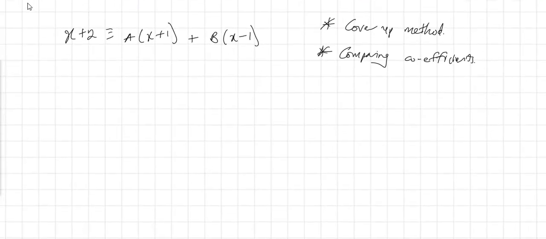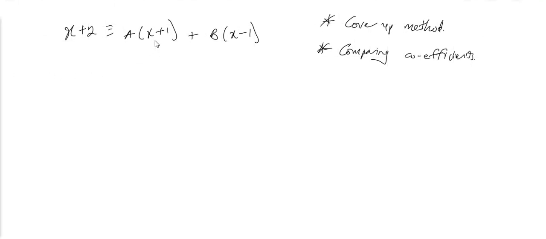So the main idea about the cover up method is that you want to make one of the variables disappear. When I say disappear, not to just vanish, I mean to go to 0. So looking at this, I've got a multiplying x plus 1, that is one constant a, and the next constant b multiplying x minus 1. What do you think, for which value of x is going to make b go to 0?